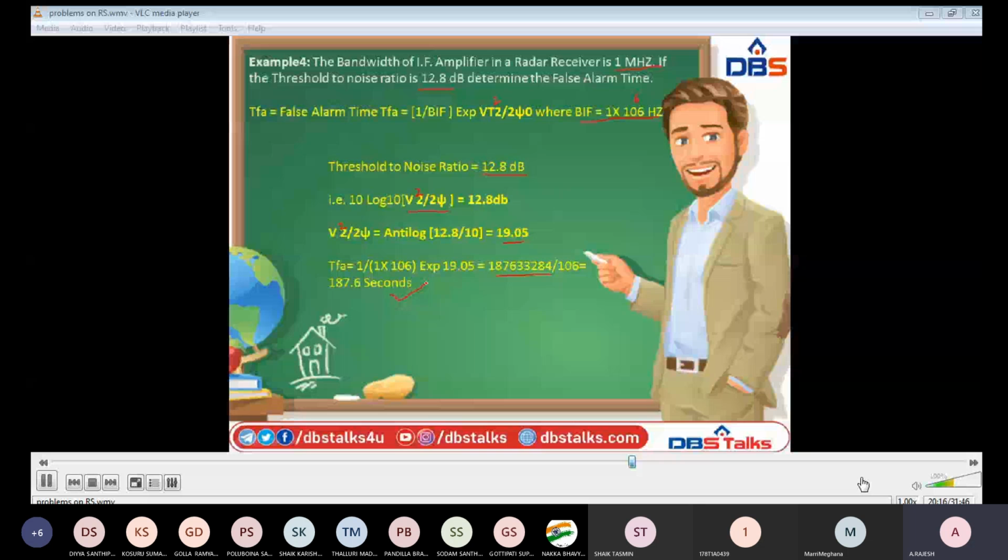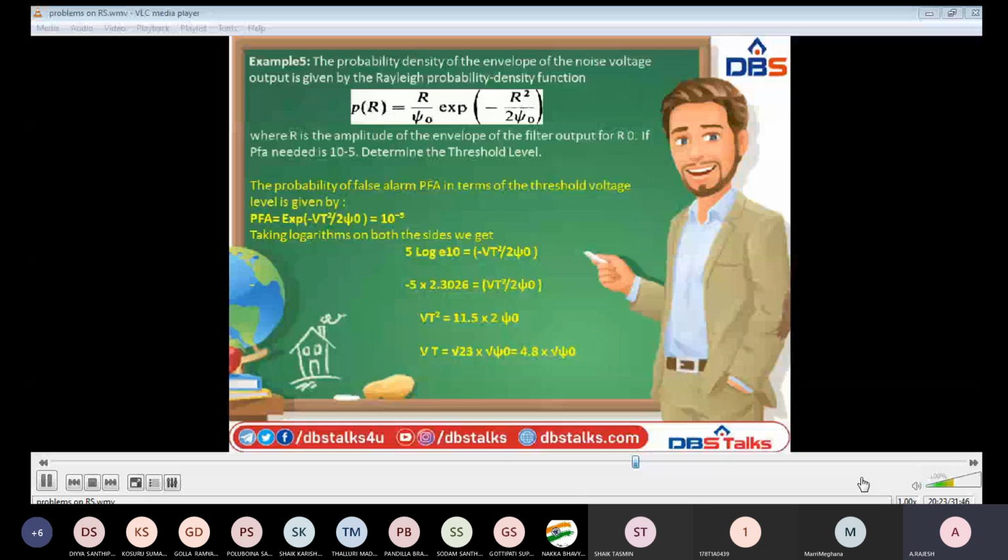So the probability density function of the envelope of the noise voltage output is given by the Rayleigh probability density function. It is P of R is equal to R by psi naught into exp of minus R square by 2 psi naught, where R is the amplitude of the envelope of the filter output.